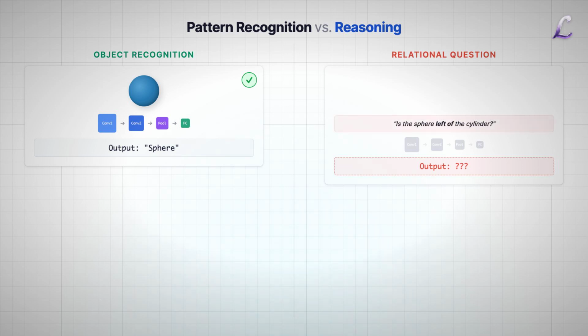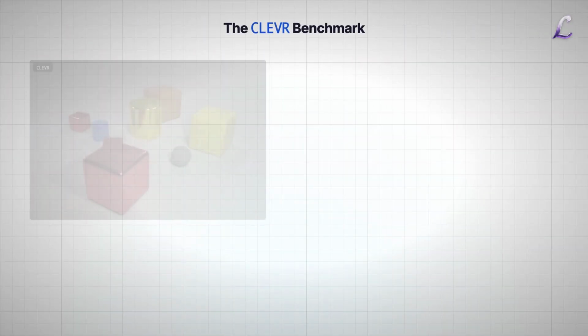In the paper, A Simple Neural Network Module for Relational Reasoning, DeepMind researchers proved that standard networks are great at saying "that is a sphere," but fail miserably at asking, "is the sphere to the left of the cylinder?" To measure this, they used CLEVR.